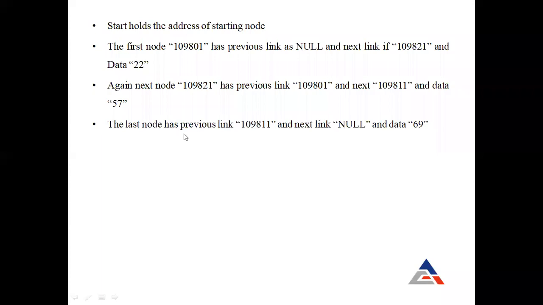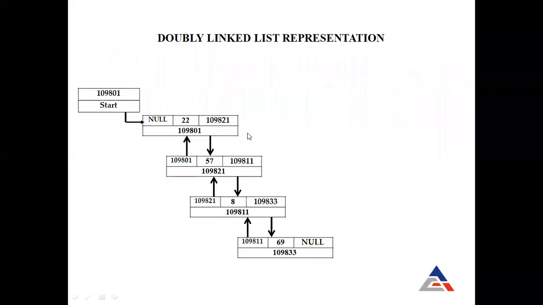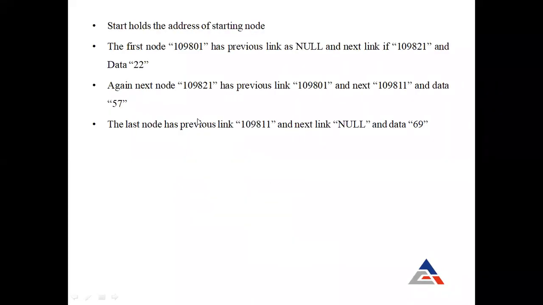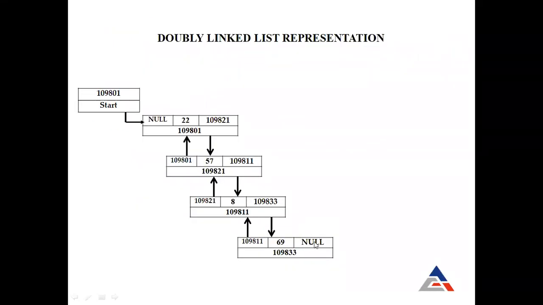So the last node has a previous link, 109811, and the next link is null. The next link is null because this is the last node, nothing is ahead of it, and the data over here is 69.